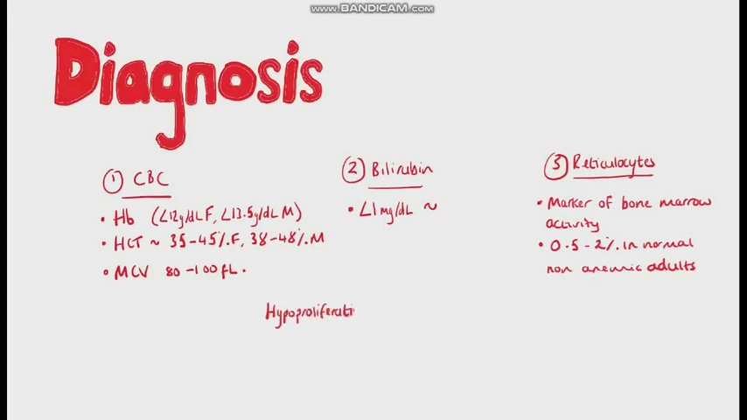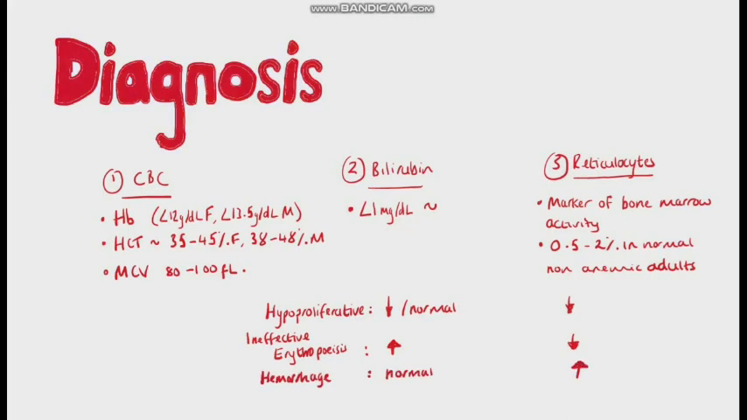Hypoproliferative anemia usually has a low or normal bilirubin level and low reticulocytes. Ineffective erythropoiesis usually has higher bilirubin levels that occur due to increased breakdown of hemoglobin, but low reticulocytes. In cases of hemorrhage, you would expect to see normal bilirubin and high reticulocytes, compared to hemolytic anemia, where you would expect to see high bilirubin and high reticulocytes, again because of the increased destruction of red blood cells.